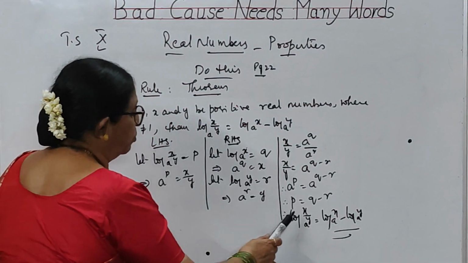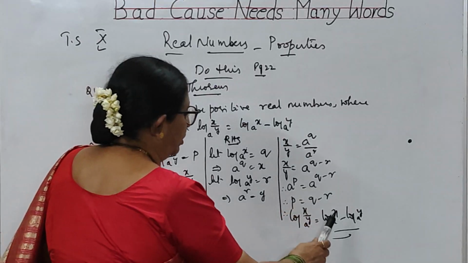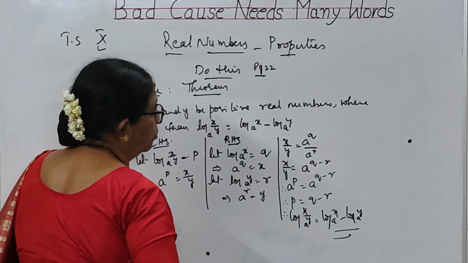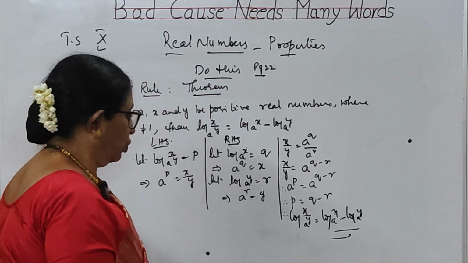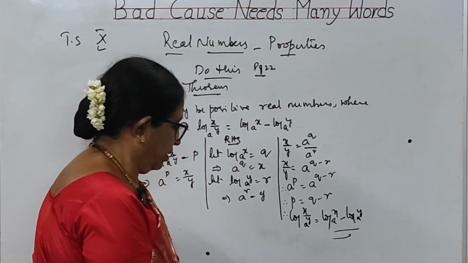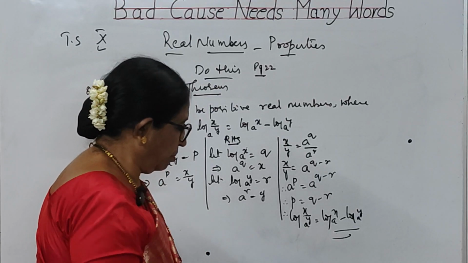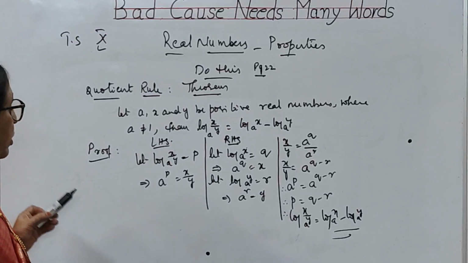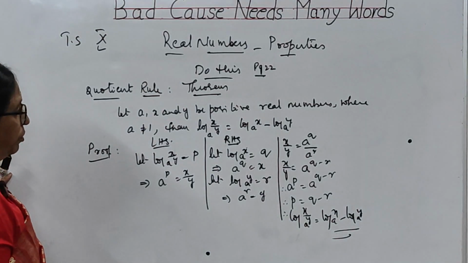P means log x by y to the base a. Q means log x to the base a. R means log y to the base a. So this is how you could prove this rule, children. Sometimes in the exam they are asking you to prove these rules. Under 2 marks you are getting them. I hope you have followed.